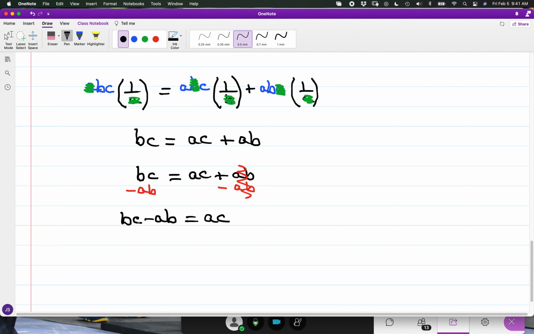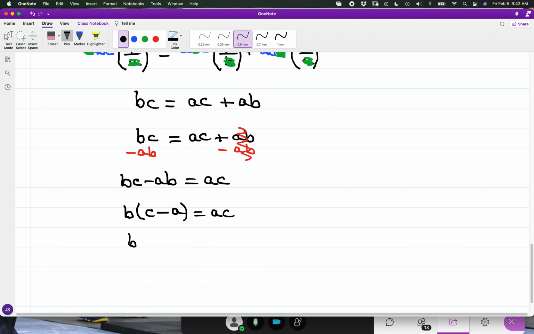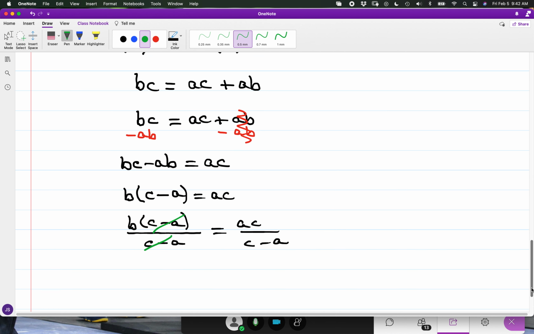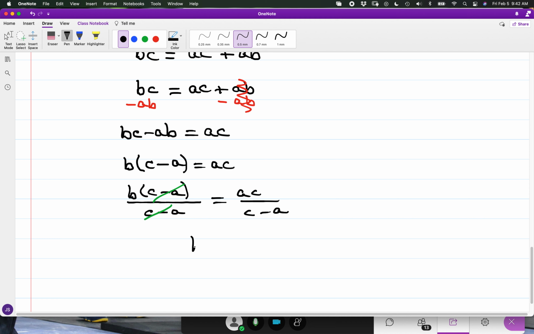For this difference, I can factor out B, and B will go into BC minus AB, giving B times C minus A. Then, to get B by itself, I can divide both sides by the binomial C minus A. And so for the end result on this one, B is equal to AC all over C minus A.